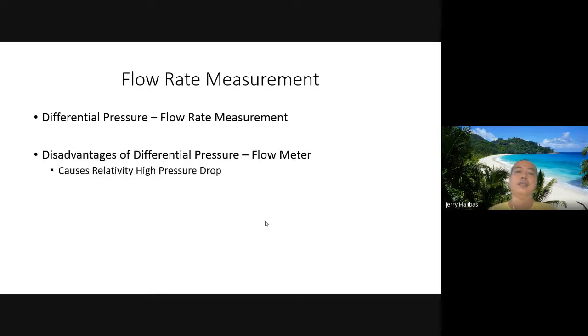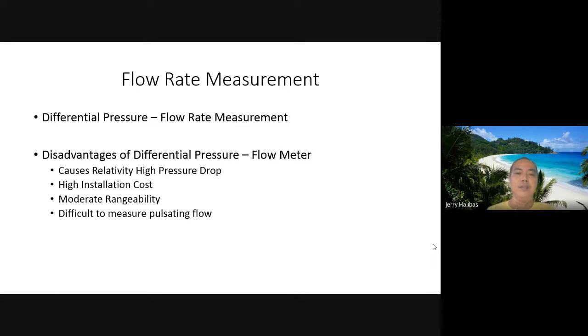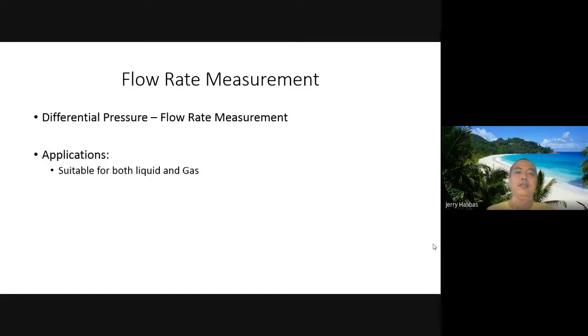The disadvantage is that because of the restriction, it causes pressure drop, no? This is a restriction type of technology, so there are pressure drop losses. Then the installation cost is almost the same for all of them. And within the range, it is difficult to measure pulsating or pulse flow, so the flow should not be impulsive. Then it is difficult to measure low flow: when your flow rate is low, it is harder to measure. Then the applications are suitable for both liquid and gas, bidirectional flow, versus viscous chemical, gas, and oil.